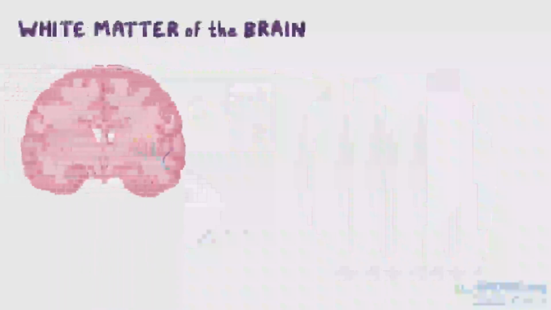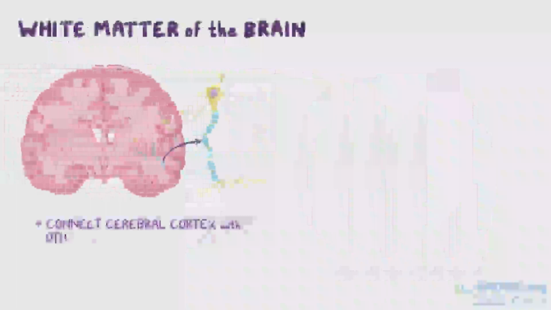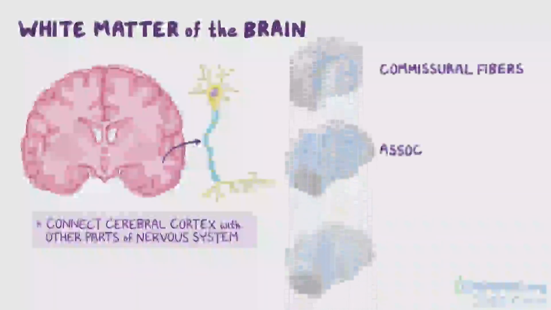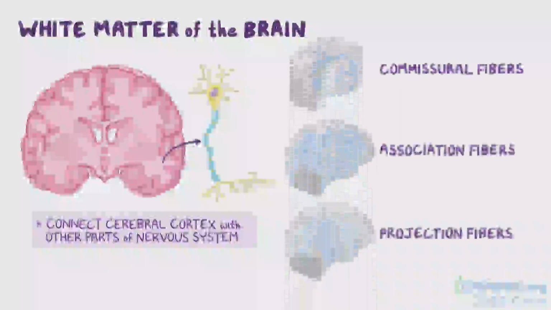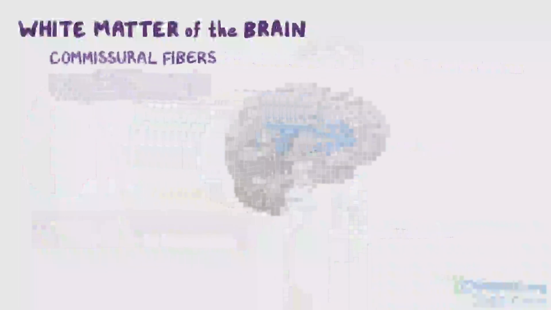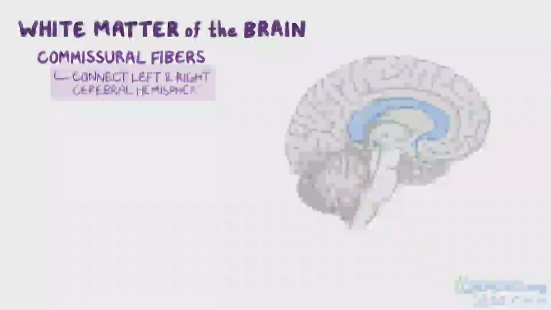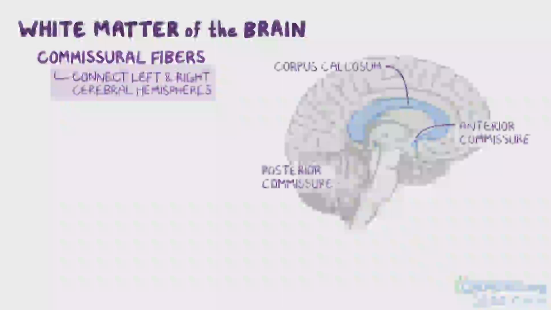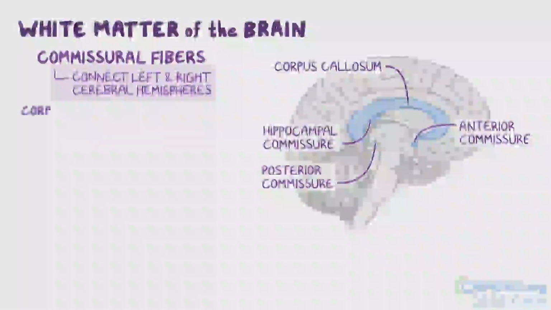Alright, as a quick recap. The white matter of the brain contains axons that connect the cerebral cortex with other parts of the nervous system. The connections include commissural, association, and projection fibers. Commissural fibers connect the left and right cerebral hemispheres and form the corpus callosum, the anterior commissure, posterior commissure, and the hippocampal commissure. The largest bundle of white matter is the corpus callosum, which sends signals between the 2 cerebral hemispheres and connects them together.